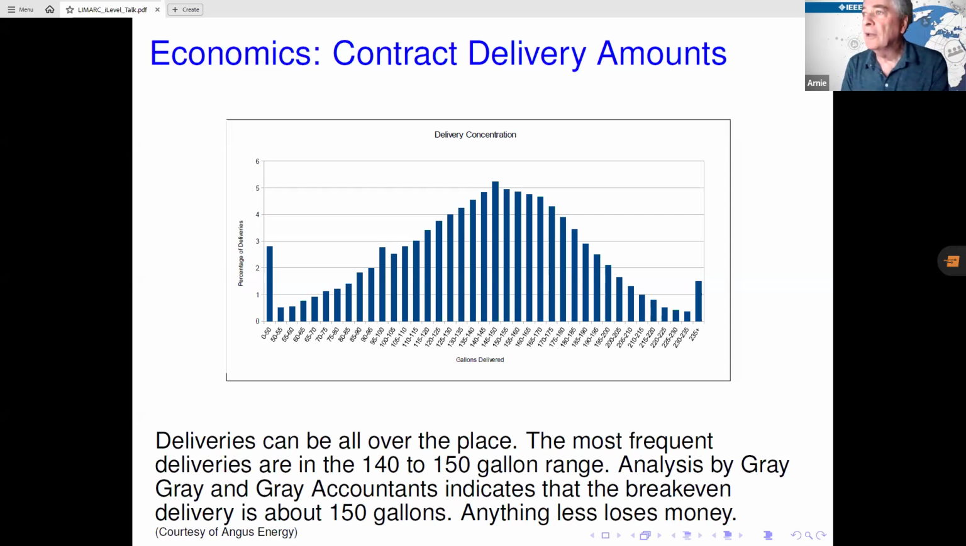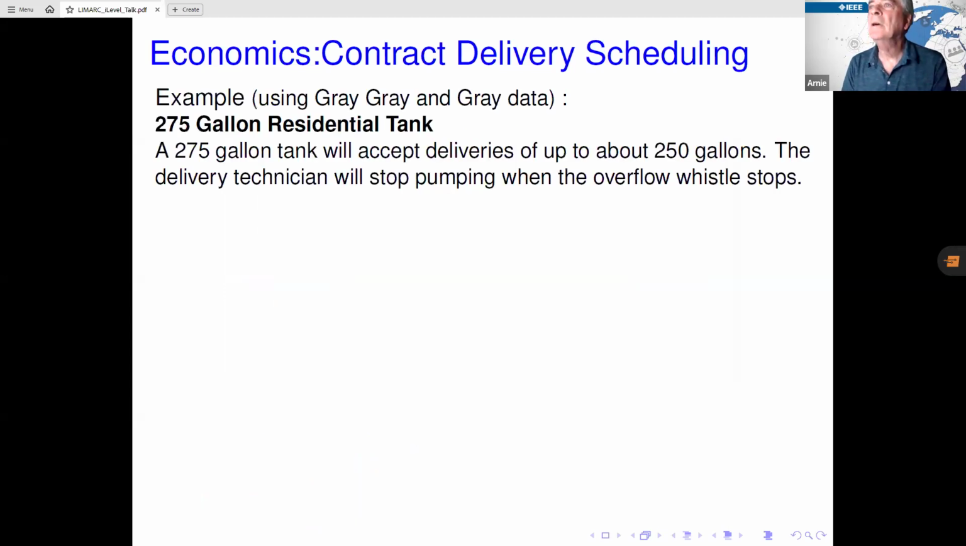So as I said, anything less than 150 gallons per delivery loses money. So when your COD customer calls up and says they want 75 gallons of oil, you're going to wait to make sure that that 75 gallons of oil comes out of the last delivery of the day when the truck is almost empty.